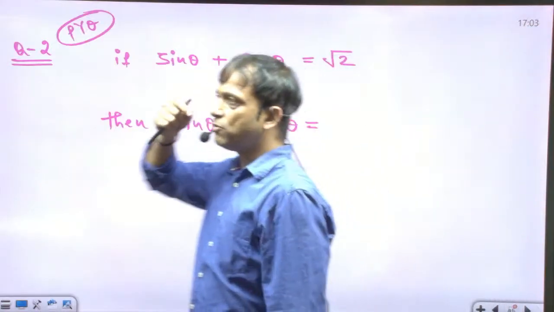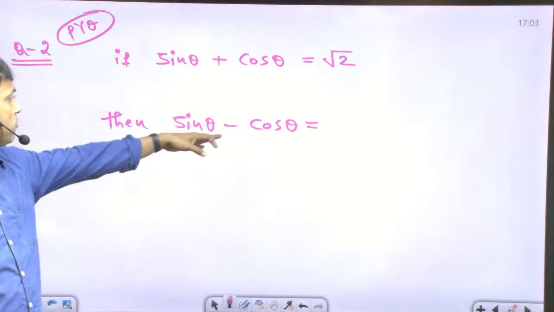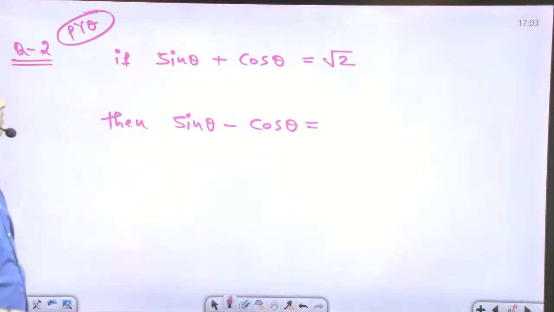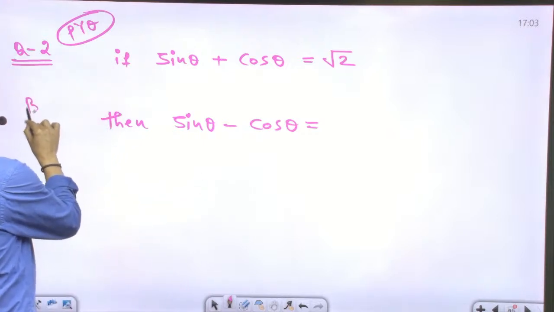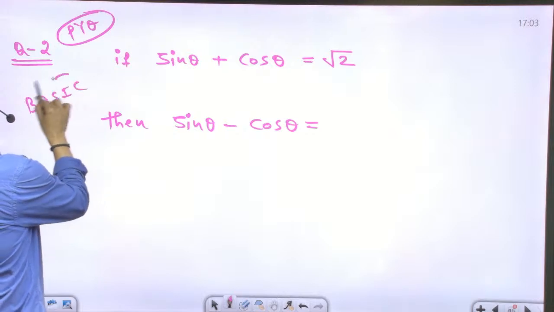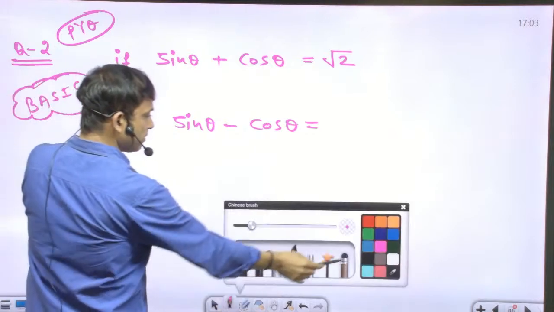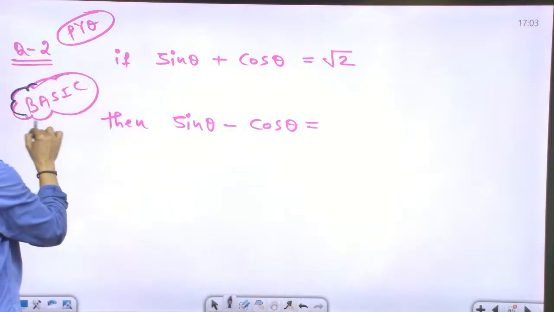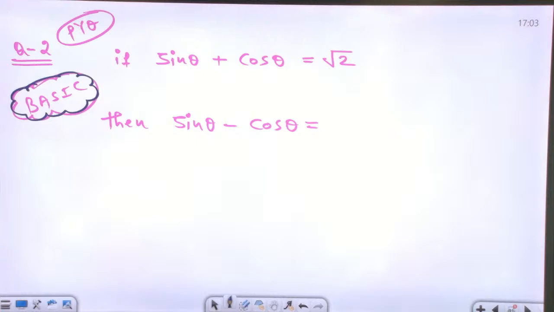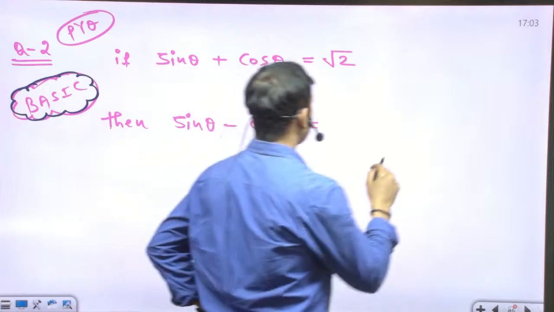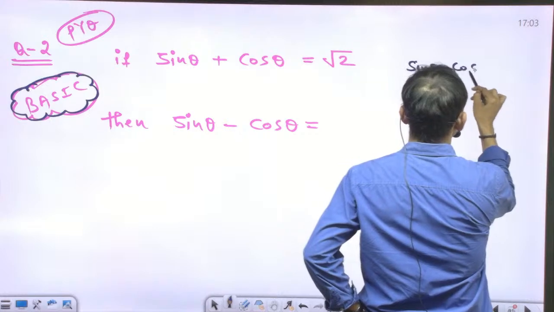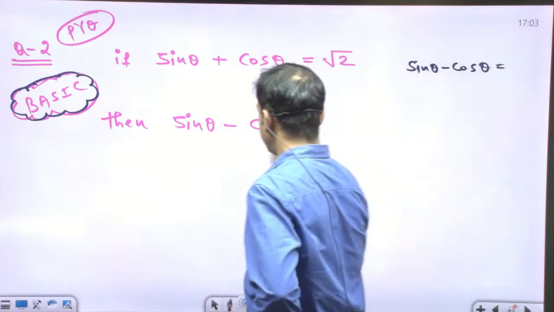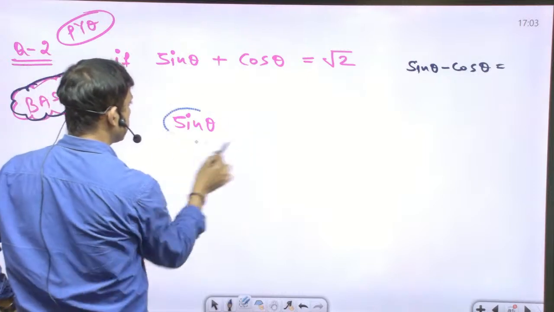Now, sin theta plus cos theta is root 2. Then what will be the value of sin theta minus cos theta? Now take the basic approach. First write the basic method. Method number 1, the basic method for any question: sin theta plus cos theta, and we need the value of sin theta minus cos theta.